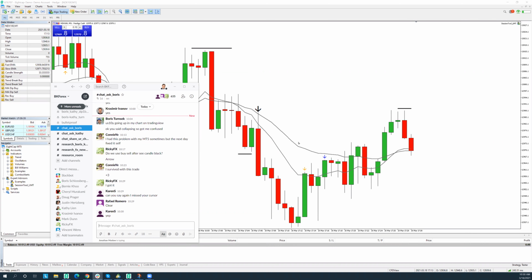Second setup. This is really in order of probability, chronology, and everything else.